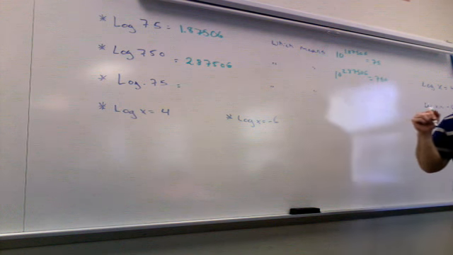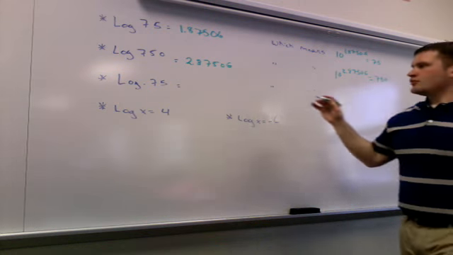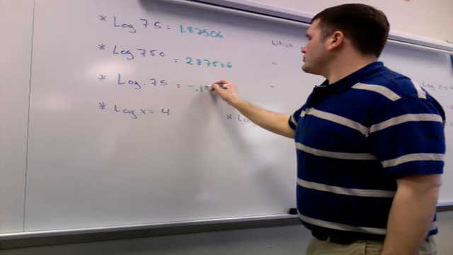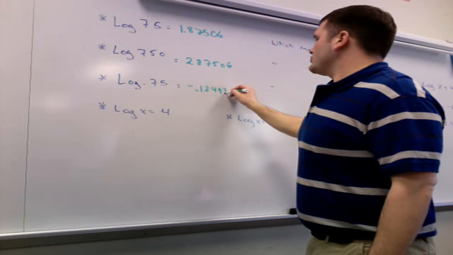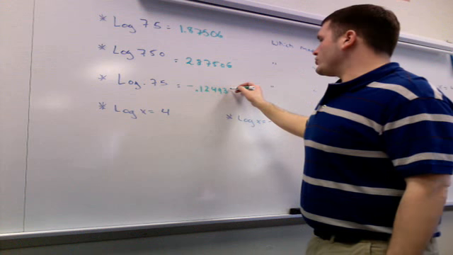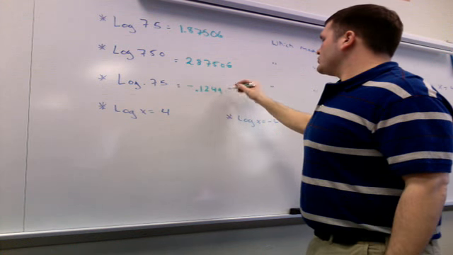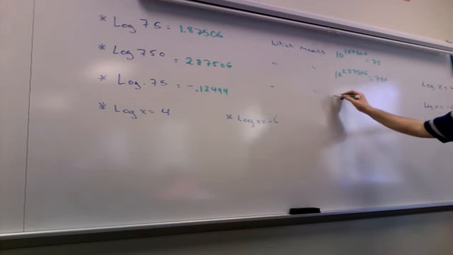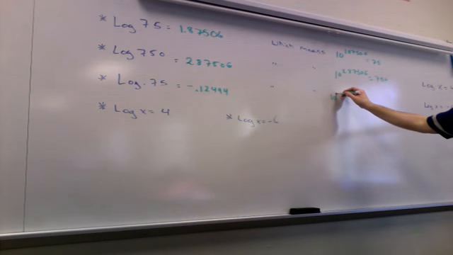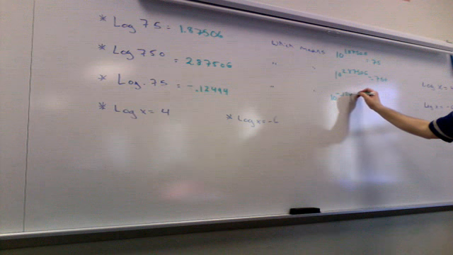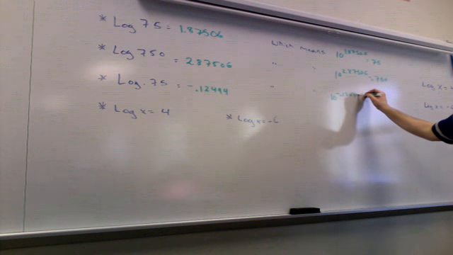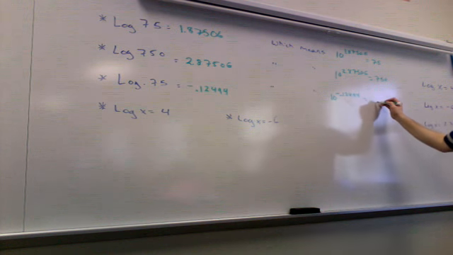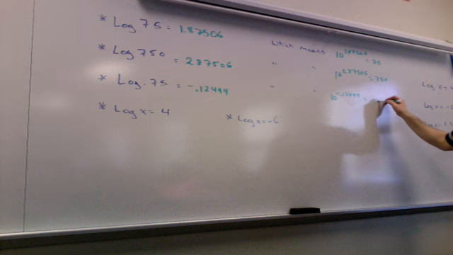Or this one, log of 0.75. -0.12493. Okay, so we'll do 4. So what does that mean? It's 10 to the -0.12494 equals 0.75. Good.